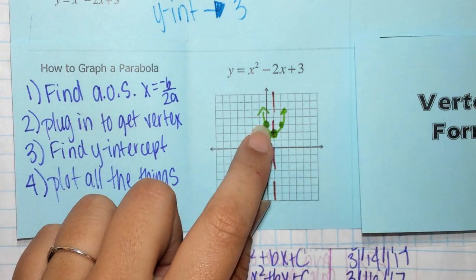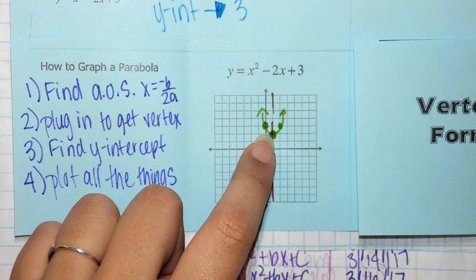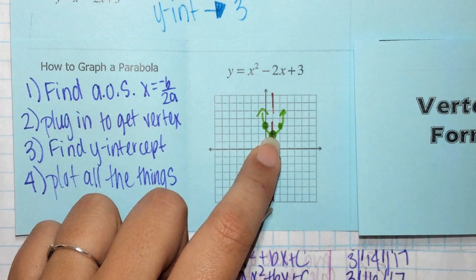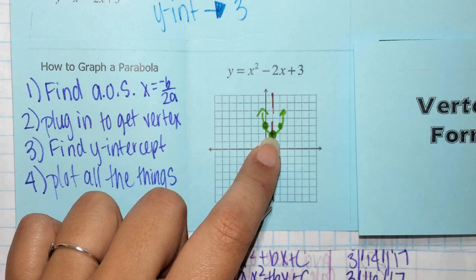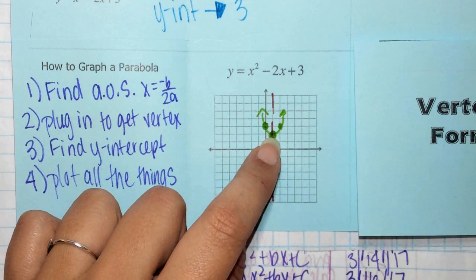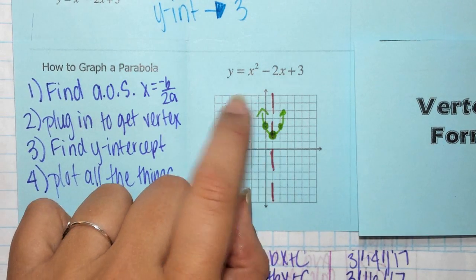Now, do not ever reflect your vertex. The vertex is the point that doesn't repeat, so it cannot have a mirror point. It stays there. Don't touch it. Leave it alone. You only mirror the other points.